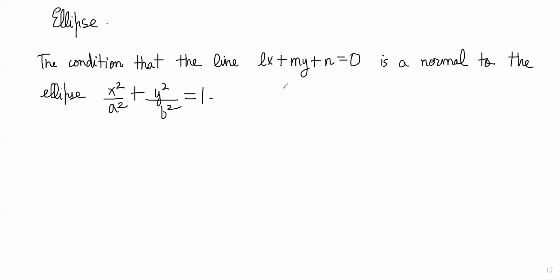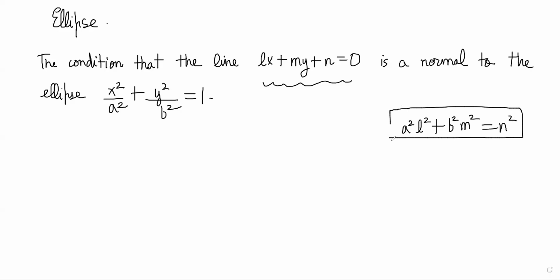Notice that we have already done a condition for this to be tangent to the ellipse. That condition was a square L square plus b square m square is equal to n square. This was the condition for the line to be tangent. And this comes by solving the line equation with the ellipse and saying discriminant is equal to 0. Right? Now we need a condition for the line to be normal.